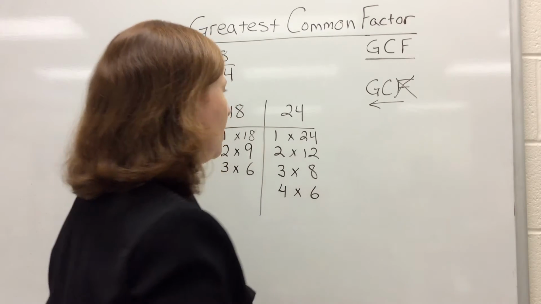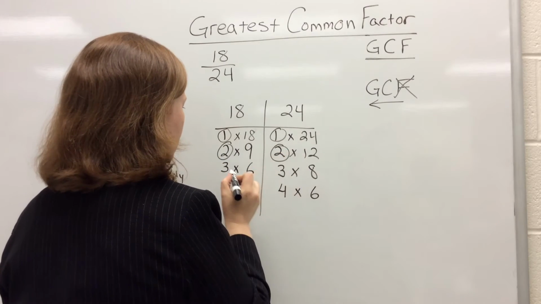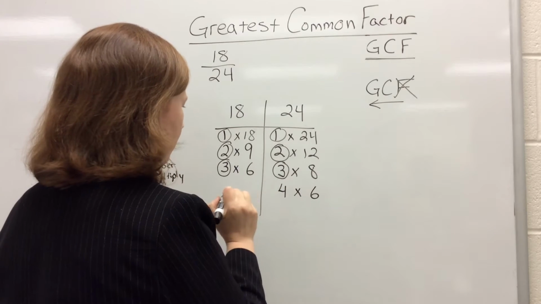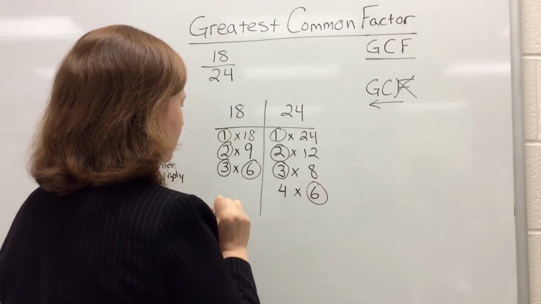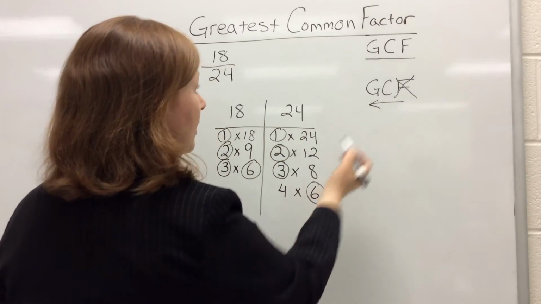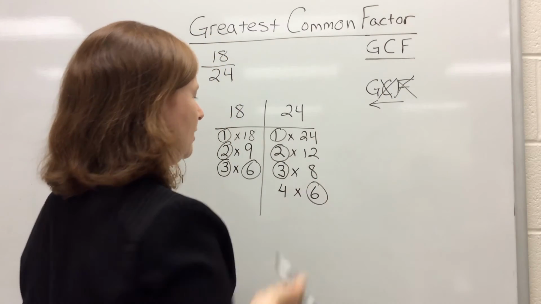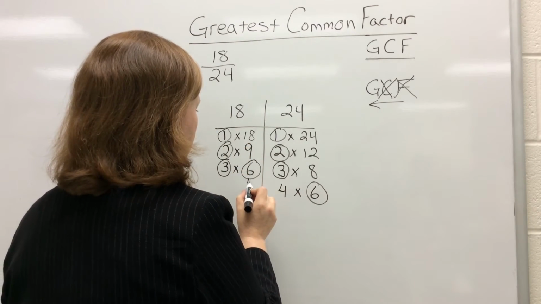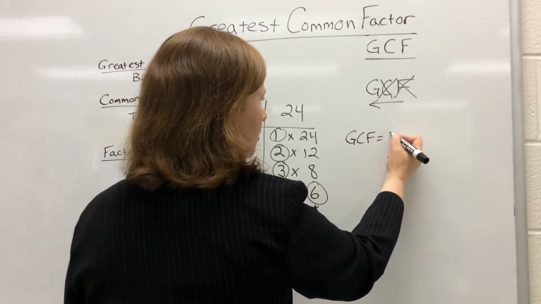Moving on to common. Common, the same for both. 1 is the same for both. 2 is the same for both. 3 is common, the same for both. 4 is not on both. 5 I didn't use. 6 is the same for both. There's no 7. 8 is only on one side. 9 and these other numbers are not the same for both. So I'm done with all my common factors. I've circled all of them. The last thing I need to do is find which one of these common factors is the greatest, the biggest. And 6 is the biggest one. So the greatest common factor, GCF, equals 6.